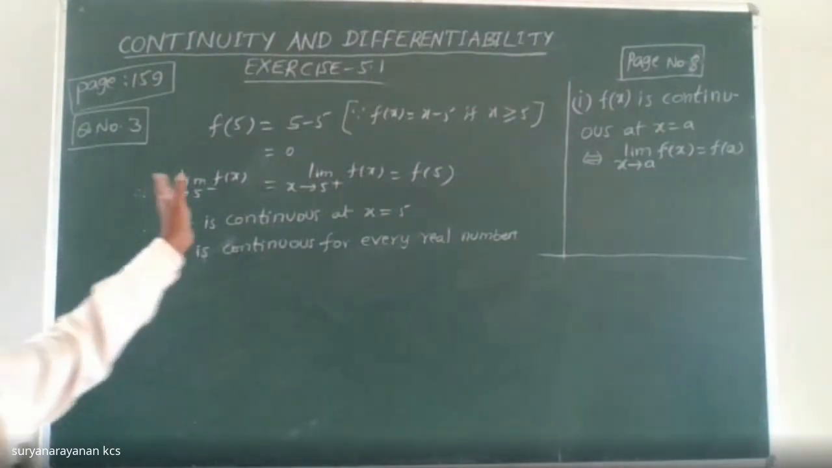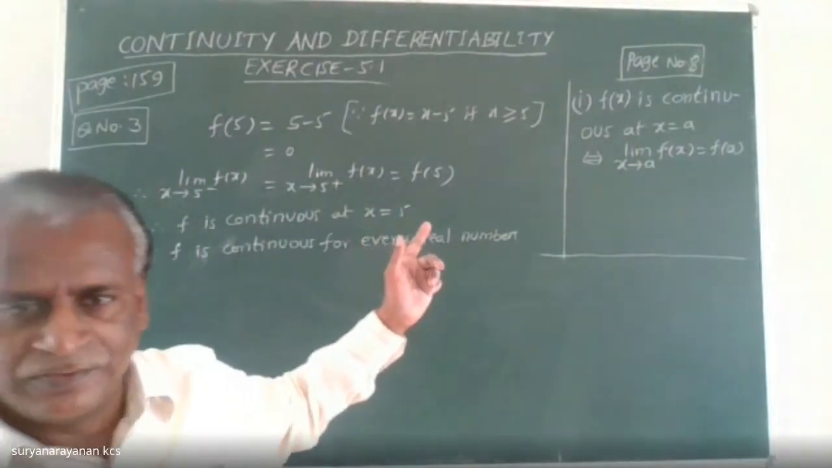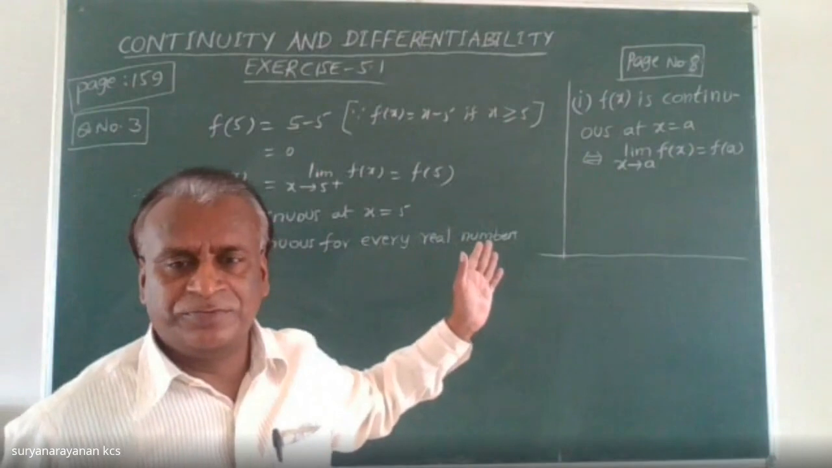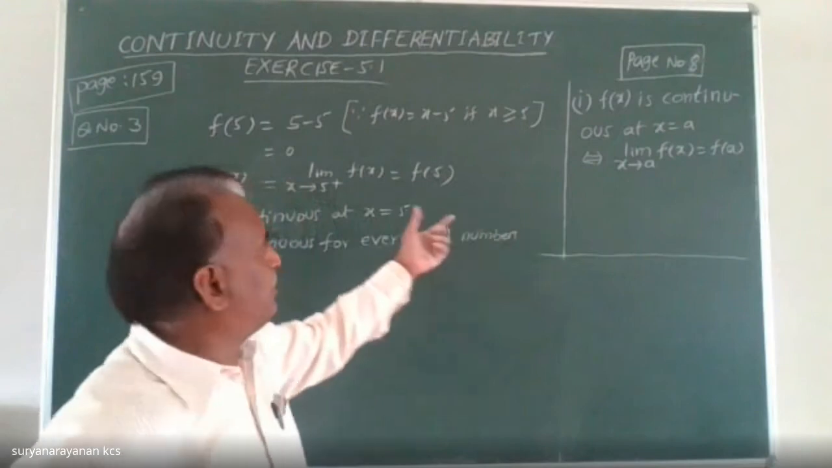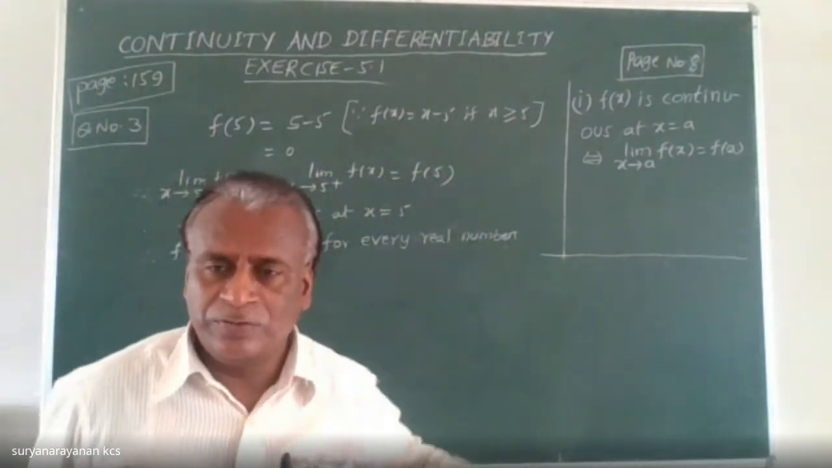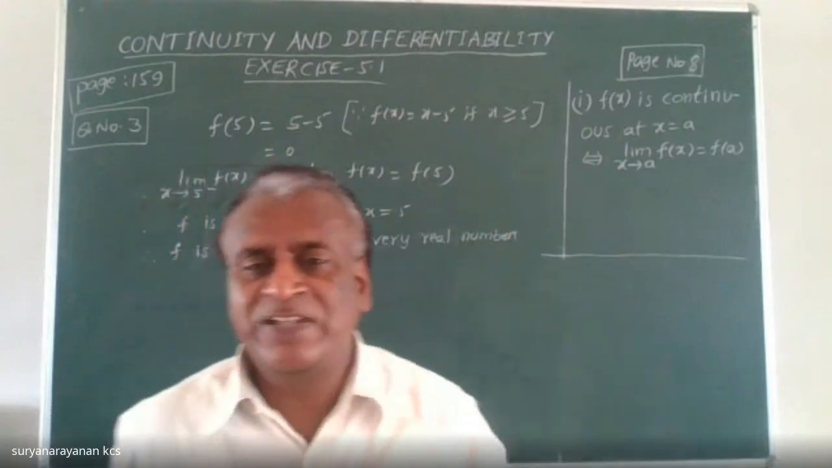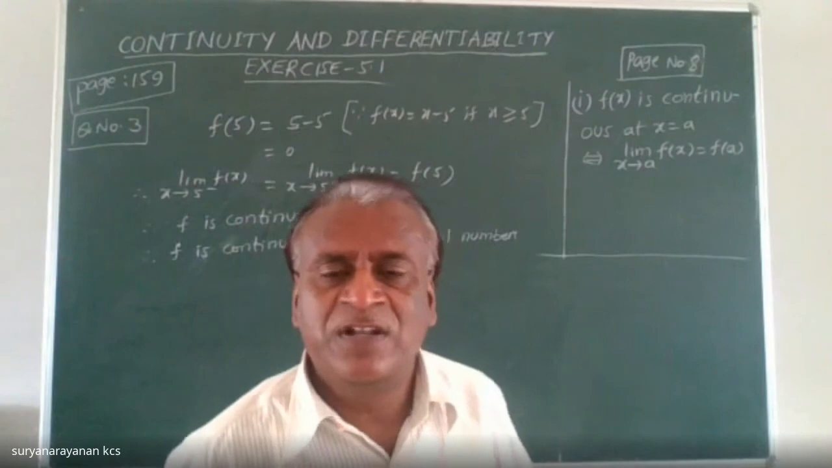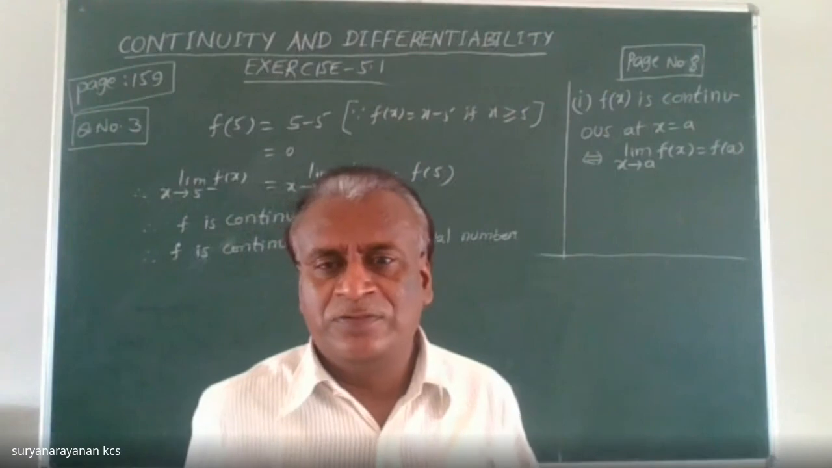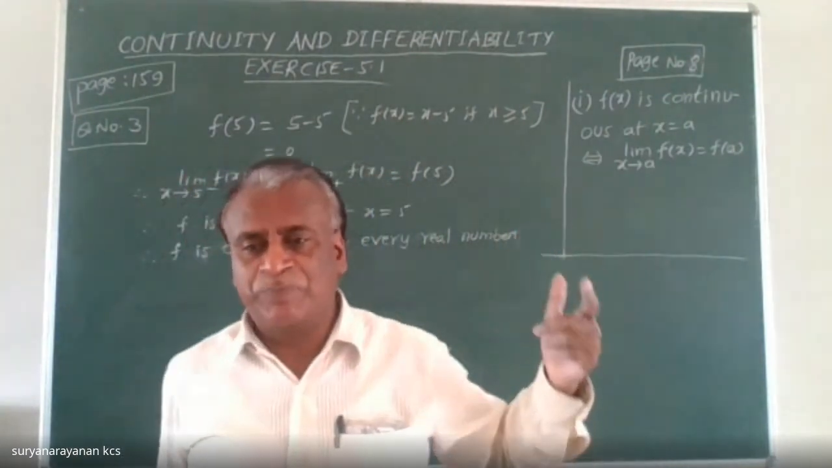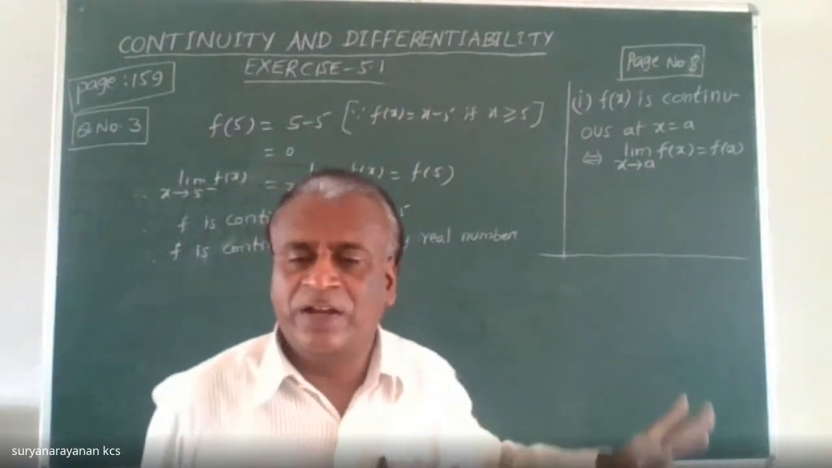Is it clear? We have found the left side limit, right side limit, and f of that particular value. All the three values are equal. That is why we say that f is continuous at that particular point. But on the whole, for every real number, it is continuous because on the left side it is a polynomial function. Previously, we have discussed every polynomial function is continuous at every real number. Just to revise that point. That is why we concluded this one. f is continuous for every real number.